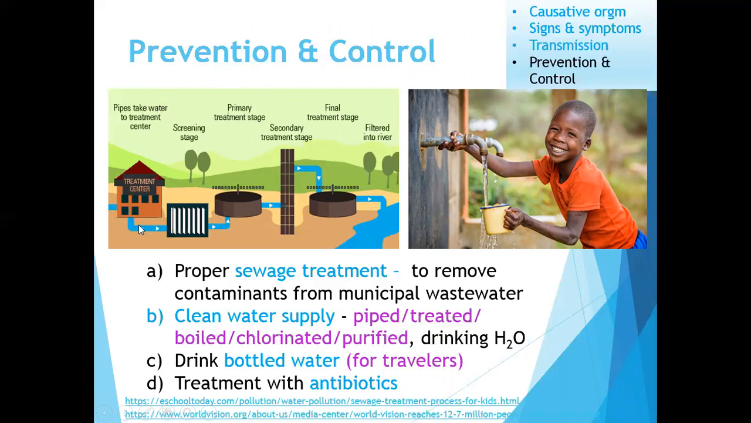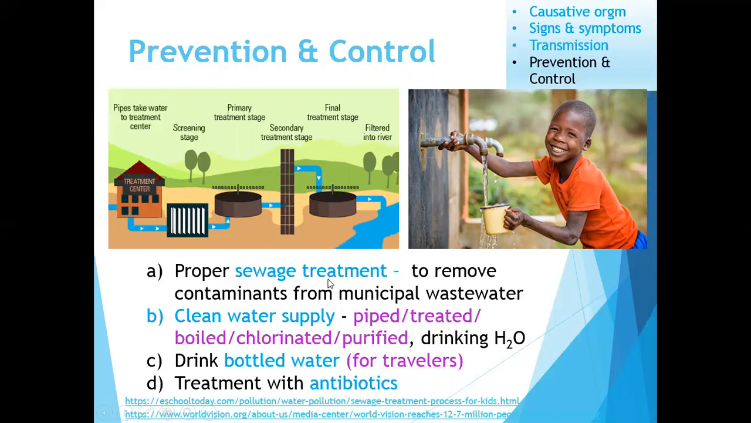So all this water will be drained into a water treatment plant. In a water treatment plant, all the bacteria will eventually die off, and all the contaminants will settle down. So when the water is released into the river, it is clean and safe, right? So this is called sewage treatment.